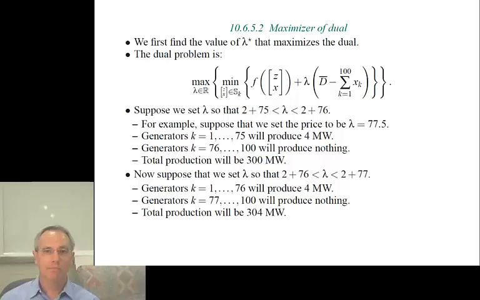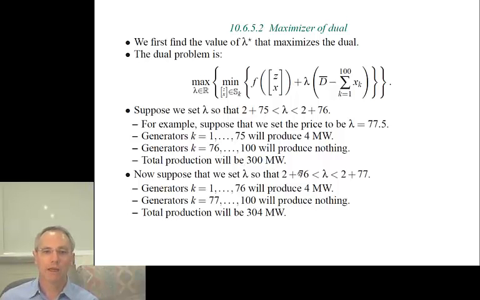The dual problem, as we've seen before: find the lambda that maximizes the minimum over choices of z and x of this function. Let's suppose we set lambda between 2 plus 75 and 2 plus 76, for example 77.5. We would find that generators 1 through 75 produce 4 megawatts, the rest produce nothing. Total production is 300 megawatts.